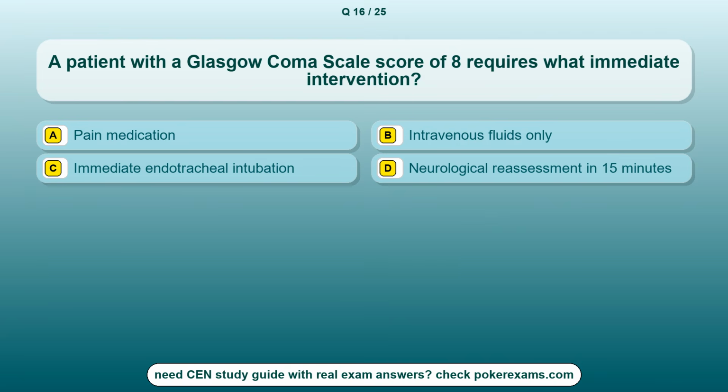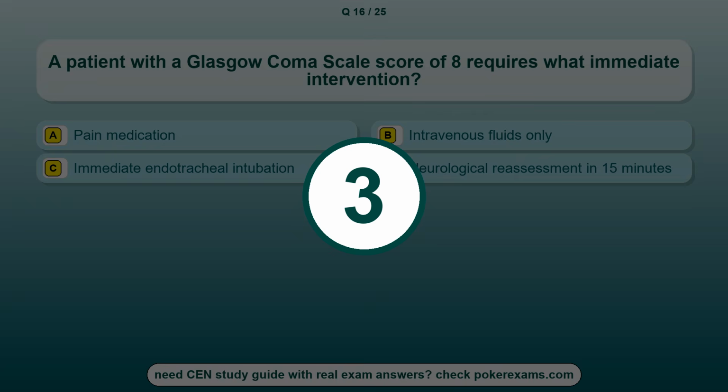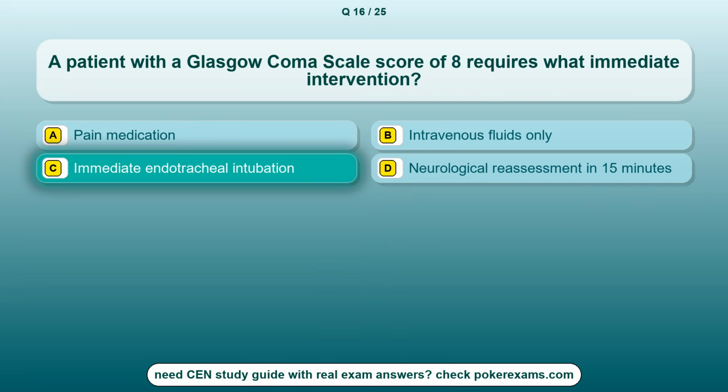Question 16. A patient with a Glasgow Coma Scale score of 8 requires what immediate intervention? Option A, pain medication. Option B, intravenous fluids only. Option C, immediate endotracheal intubation. Option D, neurological reassessment in 15 minutes. The correct answer is option C, immediate endotracheal intubation.